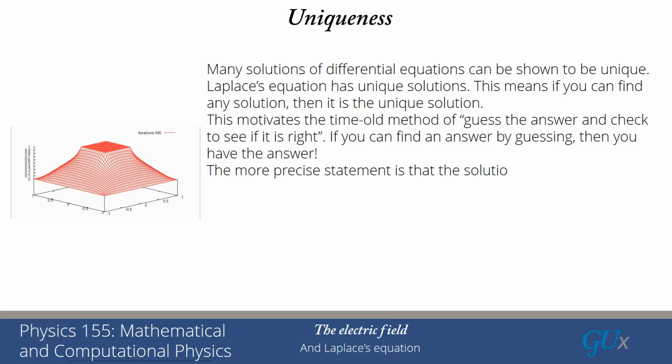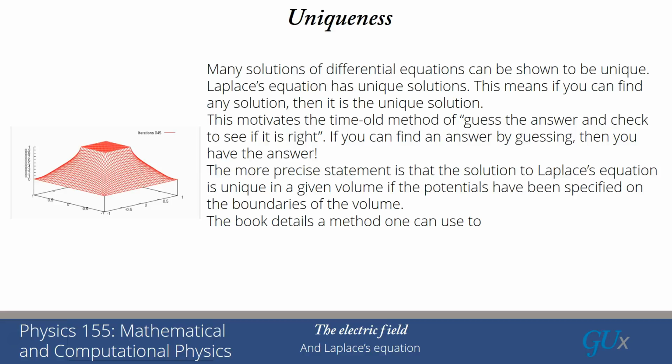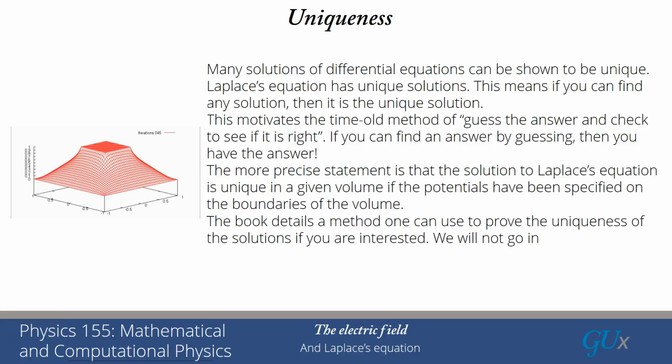The more precise statement of this is that the solution to Laplace's equation is unique in a given volume if the potentials have been specified on all of the boundaries of that volume. And if we have that situation, then we will have a unique solution to the equation. Now the book details a method you can use to prove the uniqueness of the solution. If you're interested, you can delve into that for more detail. I'm not going to go into those details here.